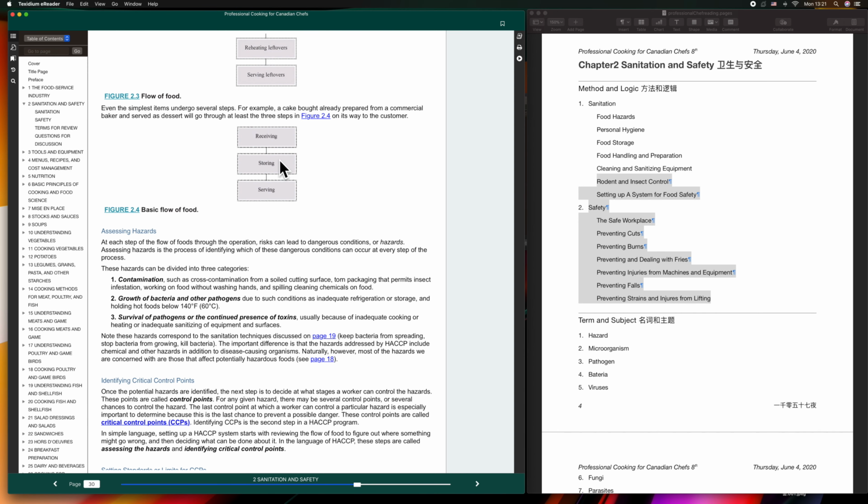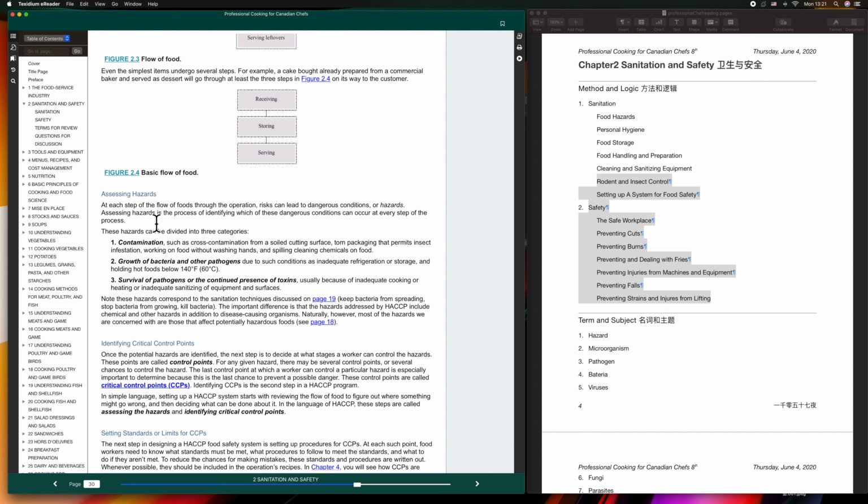这个的话就是一个 basic flow of food. 你先要收到，然后储存，然后给客户提供服务。这块就是即使你自己不做嘛，你也要储存好，还要收好，然后还要 serve 好，就是服务好。下一个 assessing hazards.